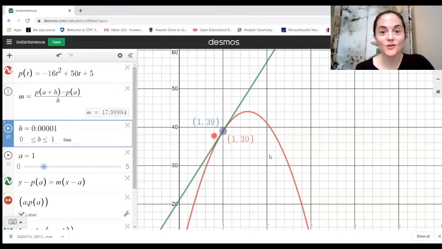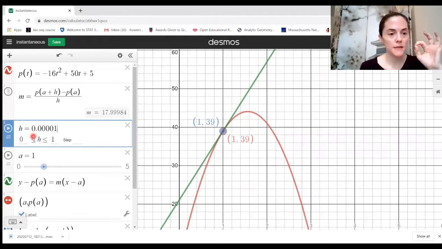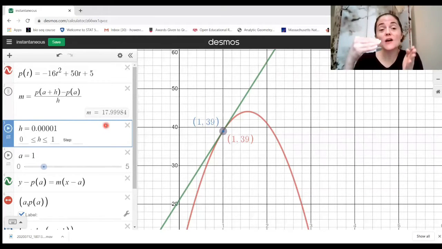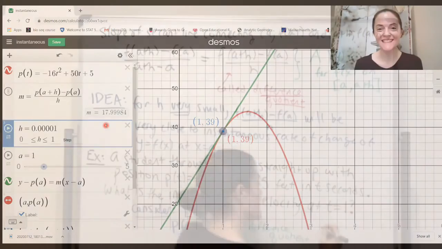Now, at least how it's graphed, it shows the same point twice, but they're not really the same point. One of the points, the blue point, has x value 1.00001. But just from evaluating this difference quotient with some very small h, it appears that the instantaneous velocity at t equals 1 is 18, and this would be feet per second.